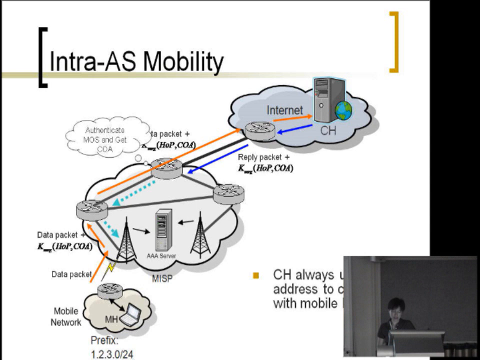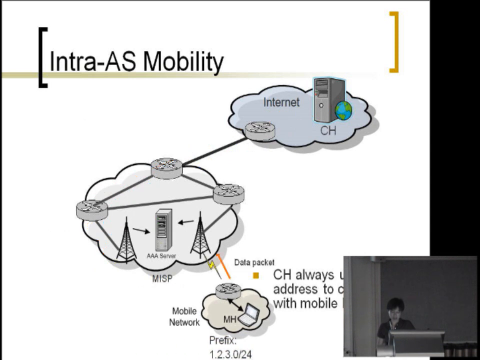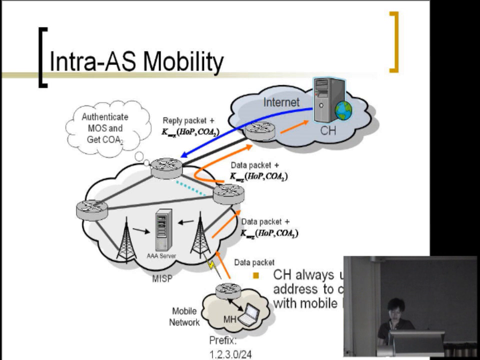And once it gets this information, it routes to the current location of the mobile host. So if the mobile host moves to a different location, it will update the token with the latest care-of address, and this information helps route traffic to the current location.